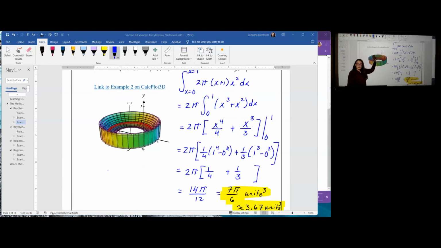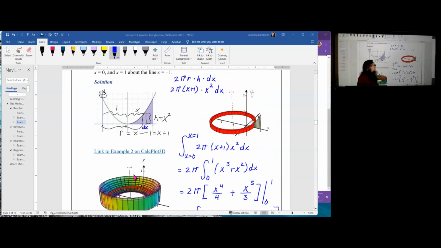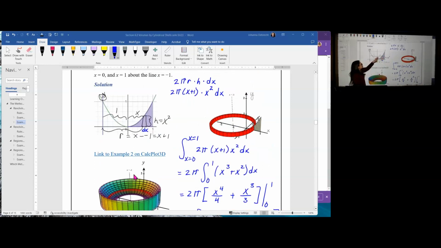You can see here the image from Calc Plot 3D of what it's going to look like when it's revolved. Notice that the center of it, of course, is completely open. And this is because when we look at the picture again, we notice that the region to be revolved, which is this purple shaded region, does not touch the axis of rotation, x equals -1. There's going to be a hole in the inside. The outer edge, because of this vertical line, will be like a cylinder, with the inside sloping down towards that open circle in the center.